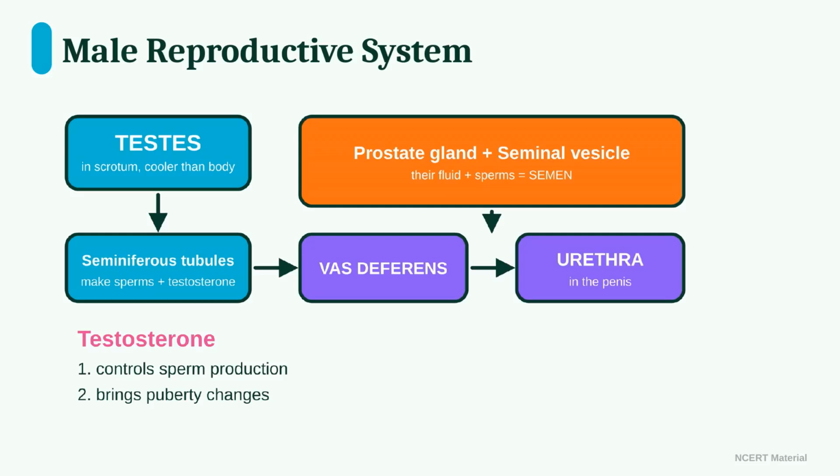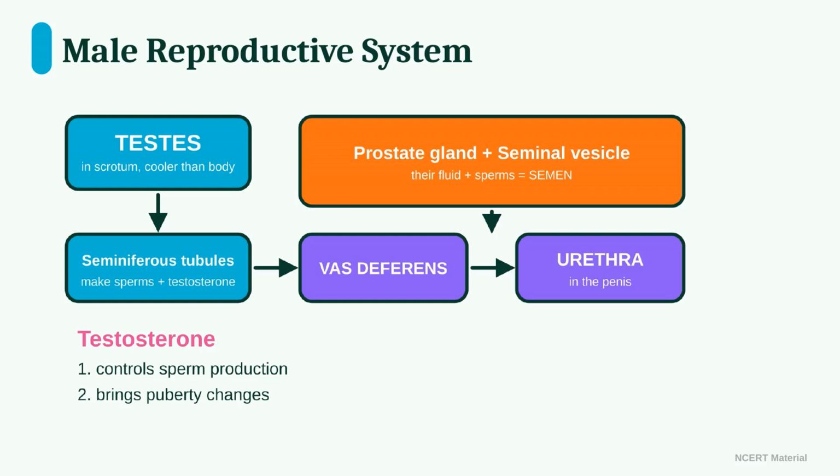Sperm are produced in the testes, which sit inside the scrotum, outside the main body cavity, because sperm production needs a temperature slightly lower than normal body temperature. Inside the testes, the seminiferous tubules produce sperm and also secrete the hormone testosterone, which regulates sperm production and brings about the physical changes seen at puberty.